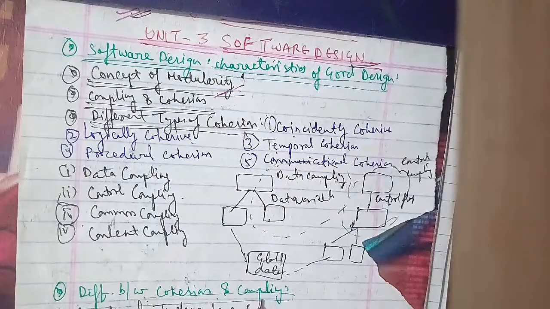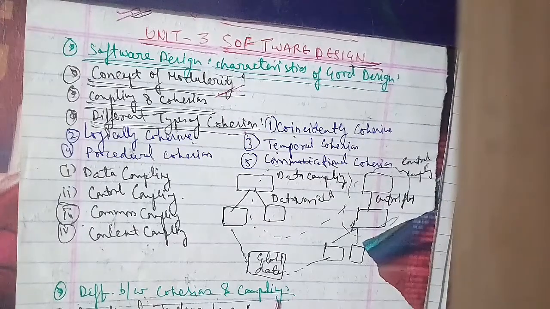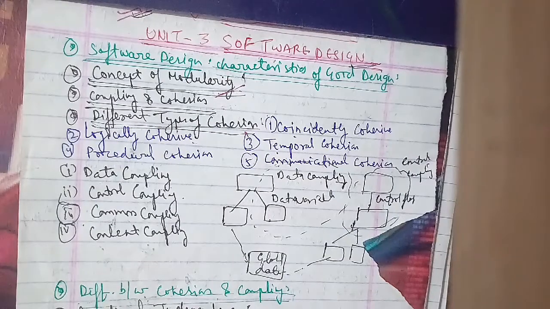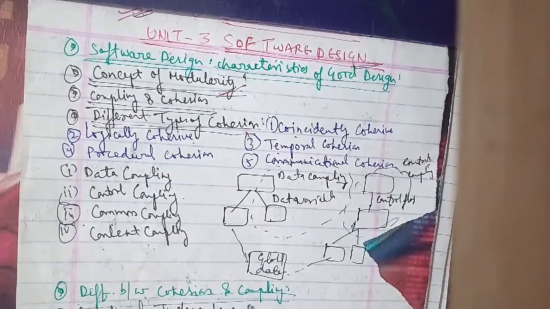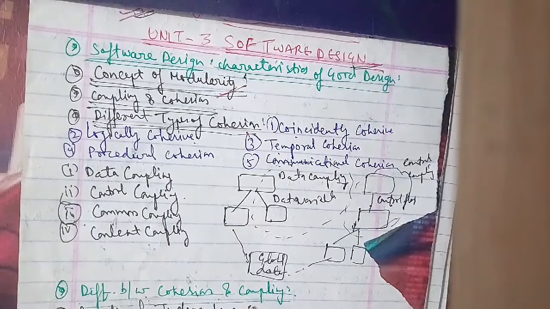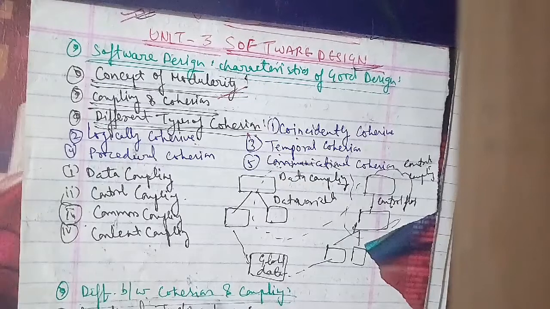The various types of cohesion are coincidental, logical, temporal, procedural and communicational cohesion. The various types of coupling are data coupling, control coupling, common coupling and content coupling as well.